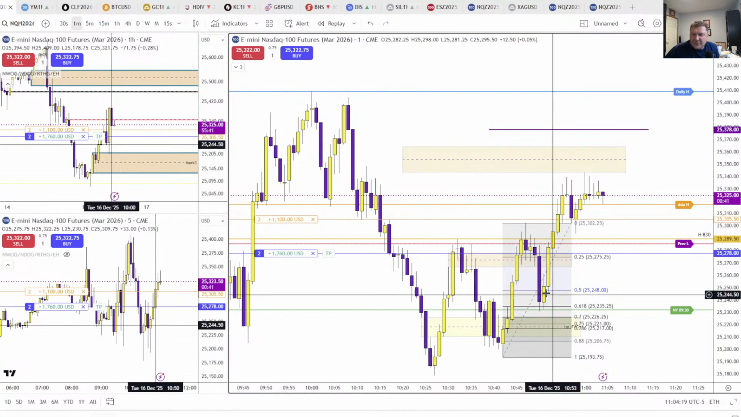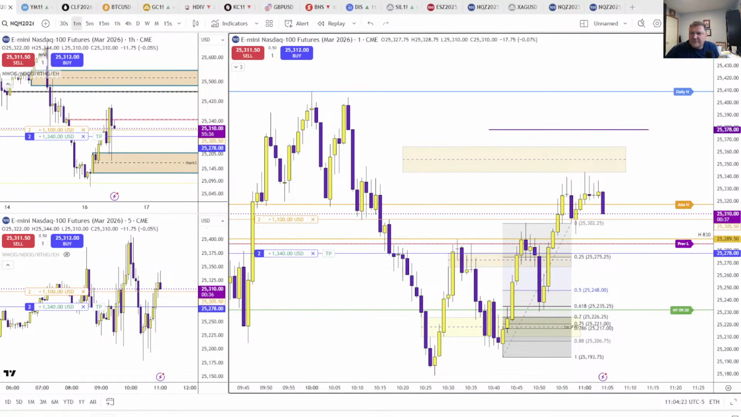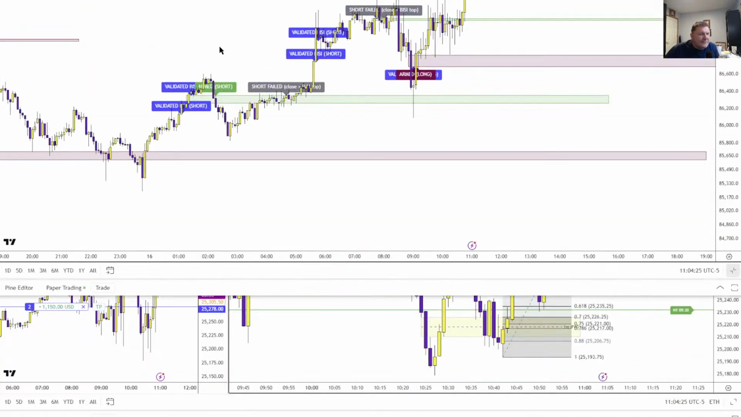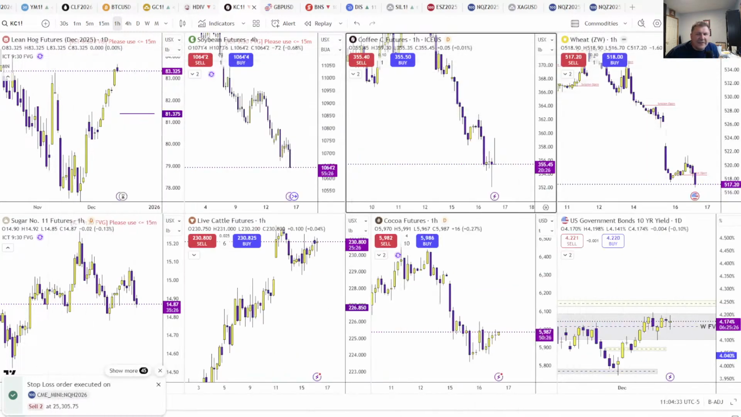Look, a nice little armed long. I'm just going to show you this one again. Look at this, this is the bot I'm working on. Took an armed long right there. Boom, took a nice little run up. We're getting there, you guys.